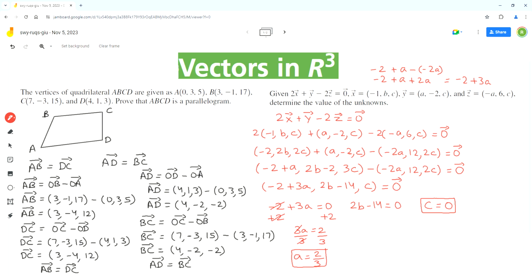Now we can solve for b. So we have to isolate b. So we should add 14 to both sides. Now we can divide both sides by 2. So I got b equals 7. So this should be the final answer for this second problem. So these are the steps you have to keep in mind to solve a problem like this one.